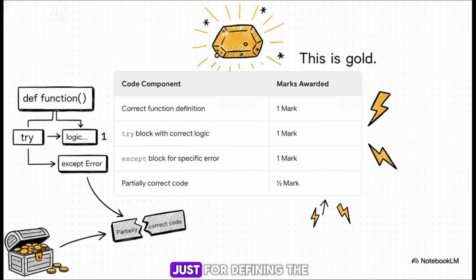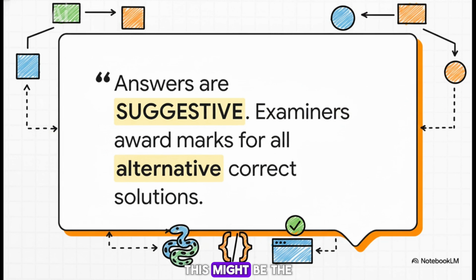You get a mark just for defining the function correctly. You get another mark for putting the right logic inside the try block, and another one for correctly catching the right error in the except block. And check this out. Even partially correct code gets you half a mark. So what does that mean? It means you should always write down what you know, even if you can't get the whole thing working perfectly. Every little bit counts.